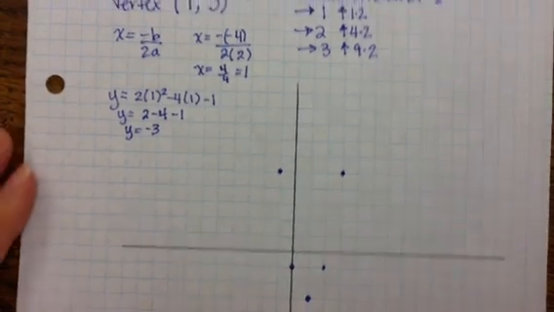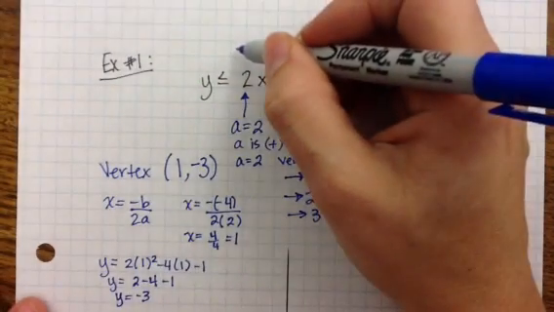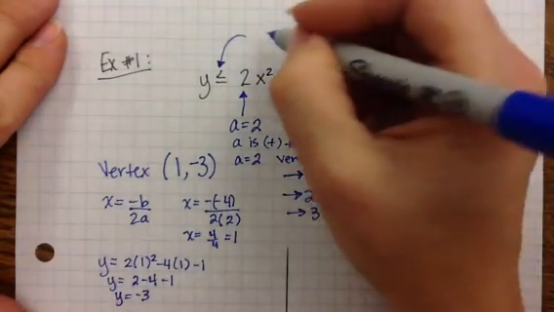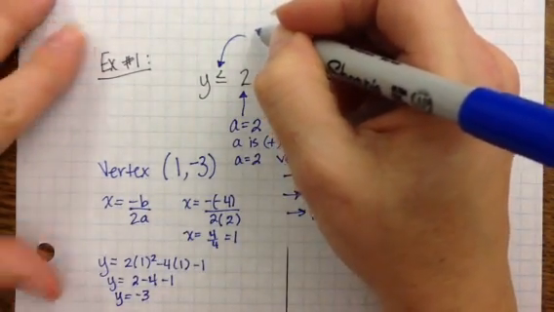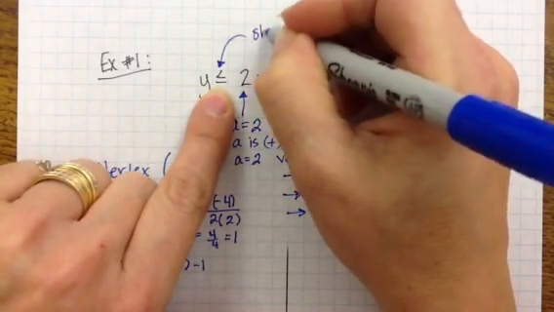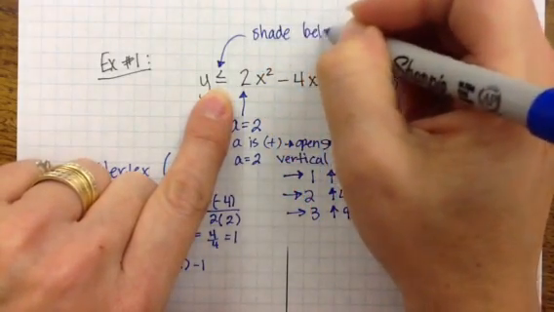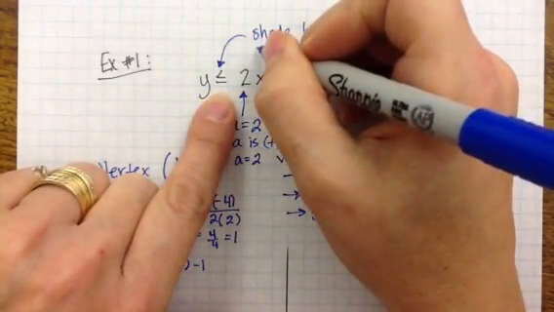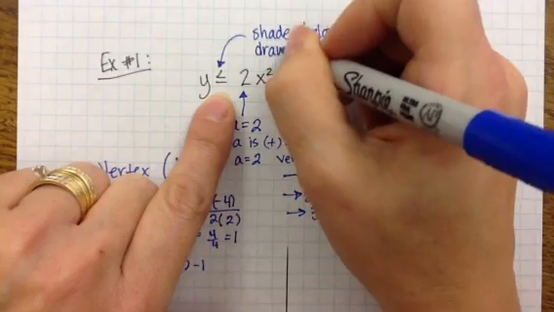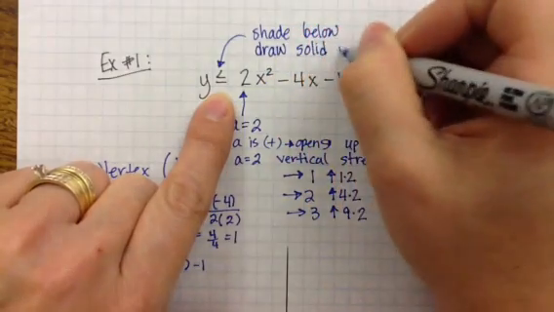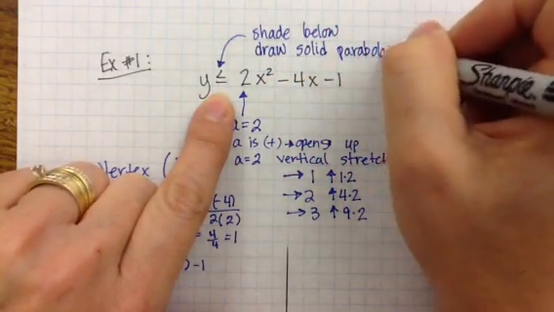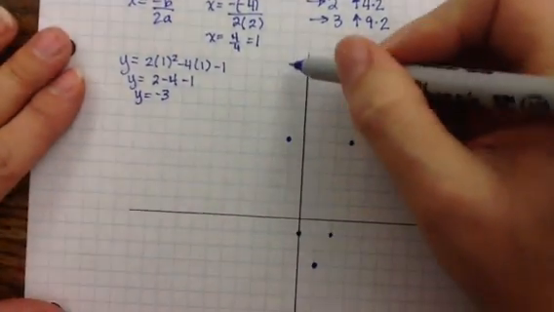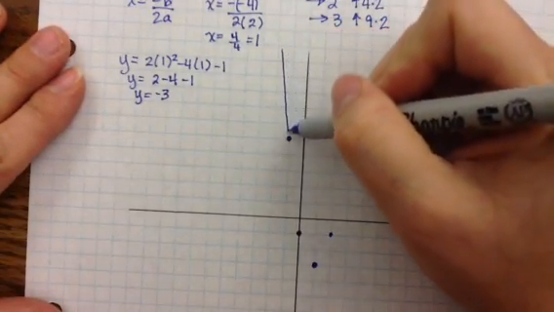The other things I need to pay attention to are this inequality symbol. Since it is a less than or equal to, that tells me two things. The first thing, since it is less than, that means I'm going to shade below my parabola. And the other thing, since it has that equal to, that means I'm going to draw a solid parabola. So when I go to connect my dots, I know I'm using a solid line to sketch my parabola.